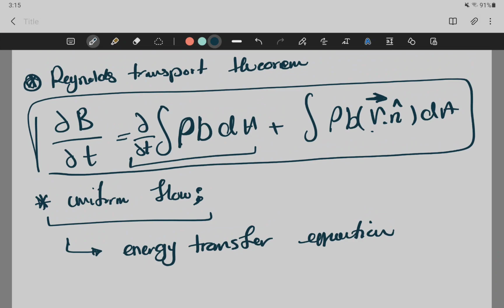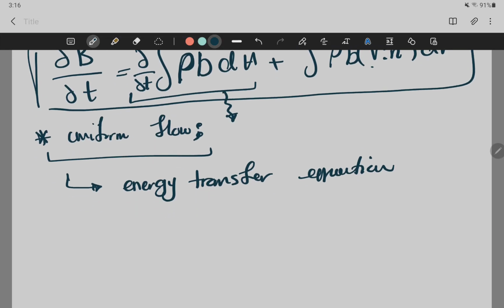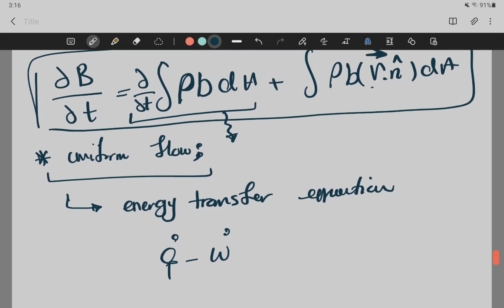But think about the first law of thermodynamics. We have two specific types of energy transfer, right? So the destruction and generation of energy in a system can be due to work or heat transfer, right? So this side is going to be replaced by Q dot minus W dot, on this side of the Reynolds transport theorem. And for the other side, we have already assumed steady state, no changes in internal energy, right? So that side is already zero.